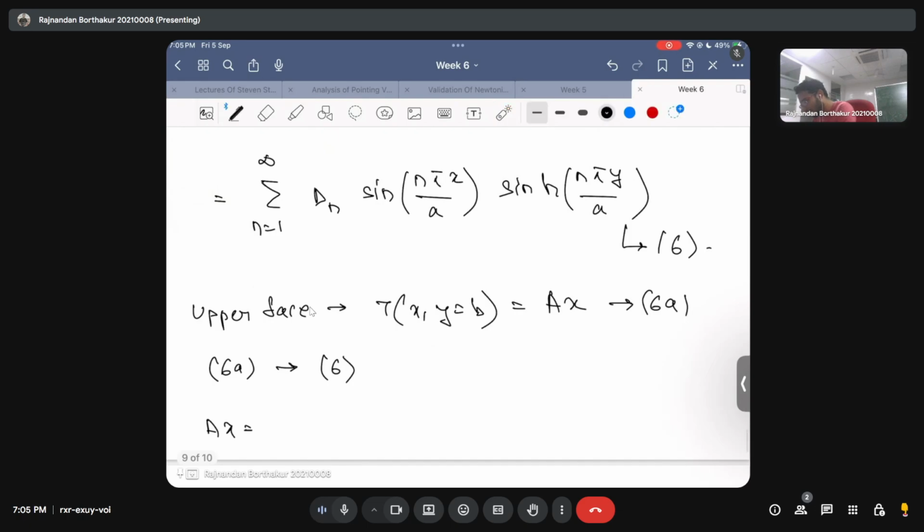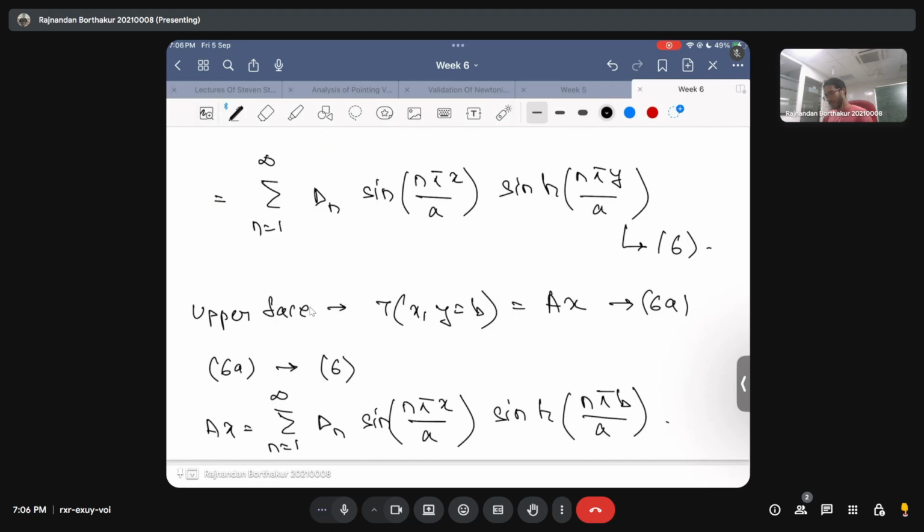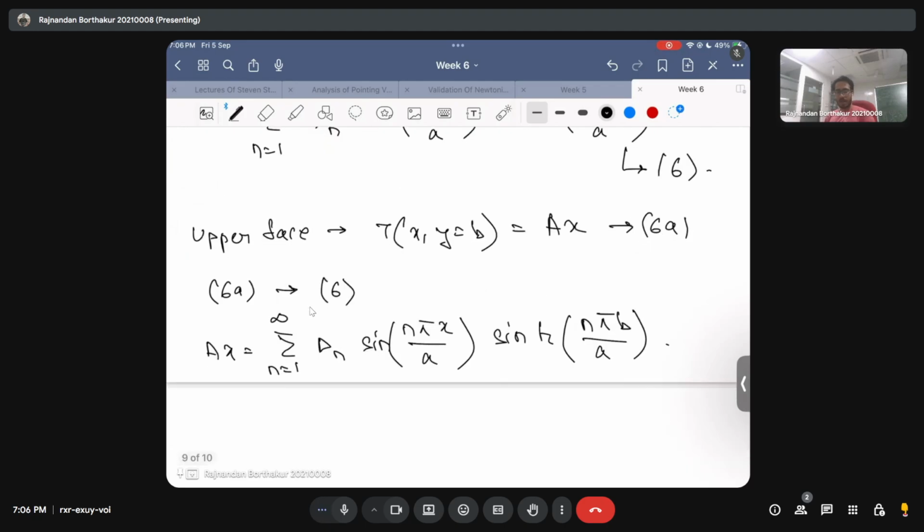So ax equals the summation from n equal to 1 to infinity of dn times sine n pi x by a times sine hyperbolic n pi b by a, because I'm writing this at the upper face, which is y equal to b. But how do we still calculate these dn? This is, I would say, the third most important point of using the method of separation of variables.